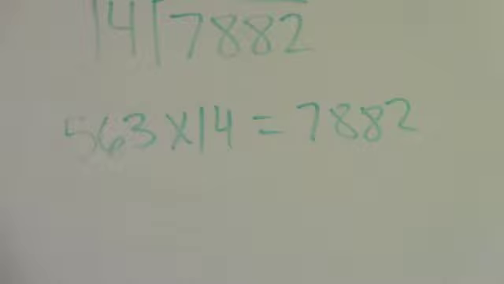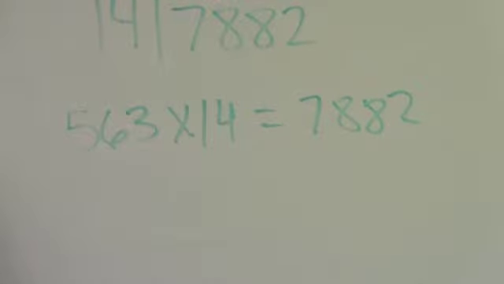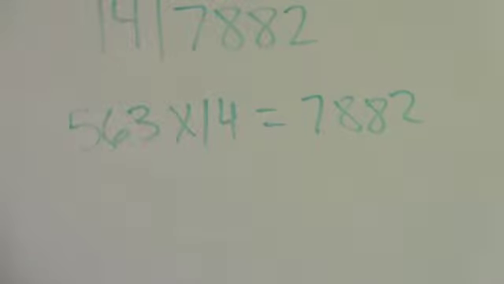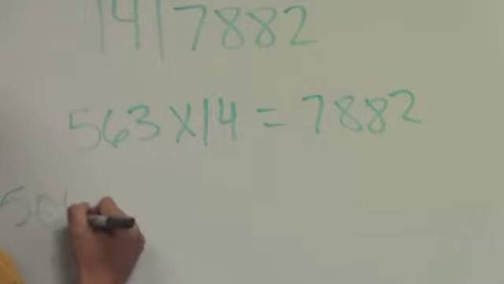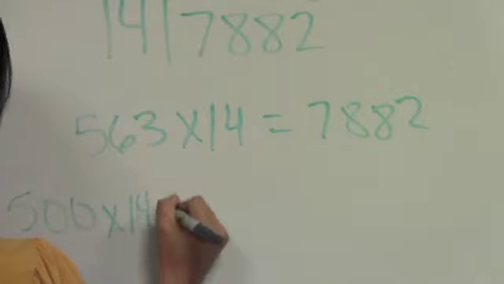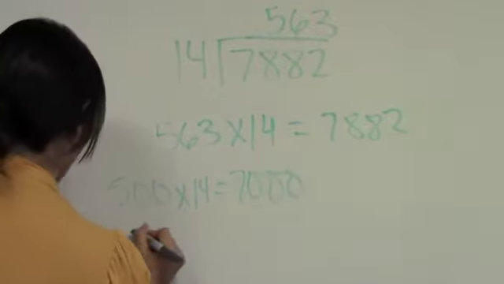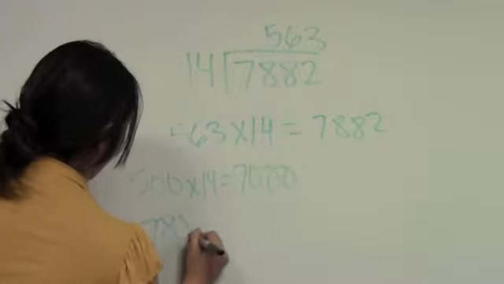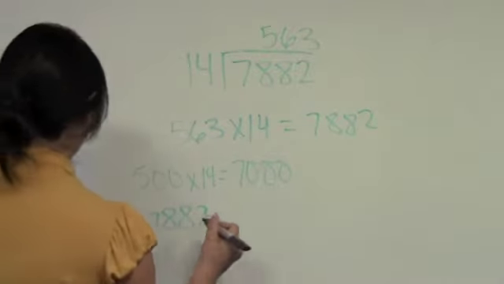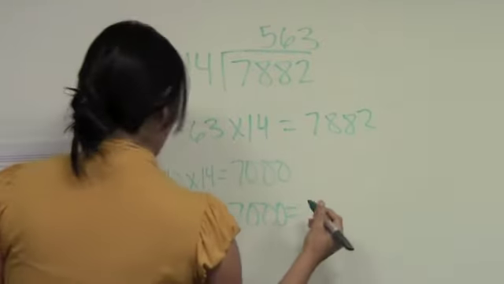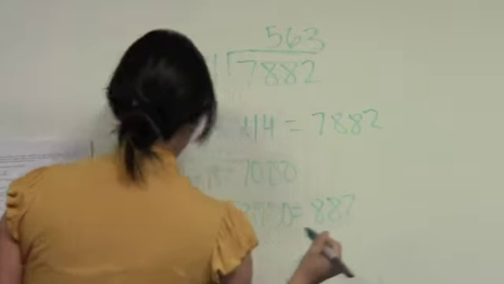We come to this answer by first finding the largest multiple of 100 for which the divisor times the multiple is less than the dividend and subtracting the product from the dividend. In this example, we know that 500 times 14 equals 7,000. So we subtract 7,000 from 7,882, which gives us the new dividend of 882.